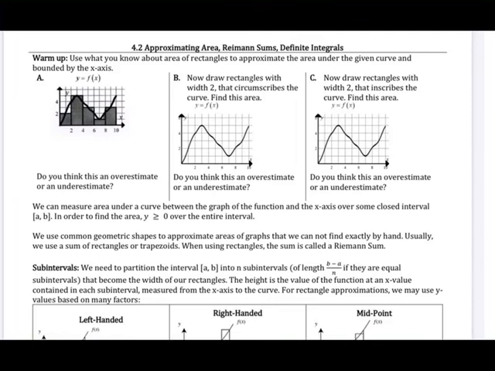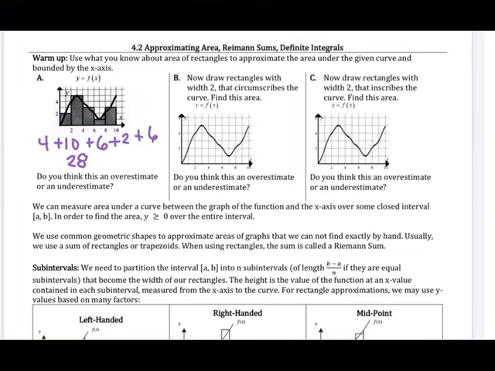All right, for part A, the area of this first rectangle, 2 by 2, is 4. The area of the second rectangle, which is 2 by 5, is 10. The area of the third rectangle, which is 2 by 3, is 6. The area of the fourth rectangle, which is 2 by 1, is 2. The area of the last rectangle from 8 to 10 is 2 by 3, which is 6. And if we add all of these together, we get that the total area is 28.